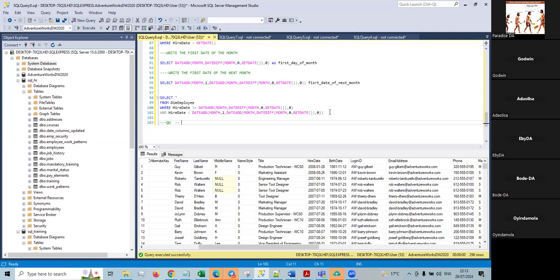Find from the dim employee table the length of service of employees in days, weeks, months, and years. Find the length of service of employees.